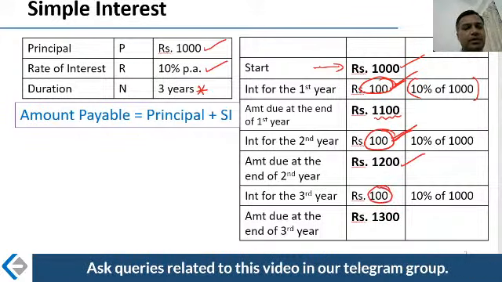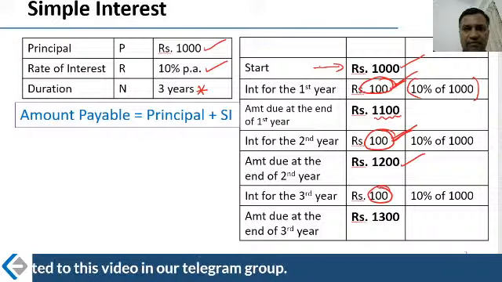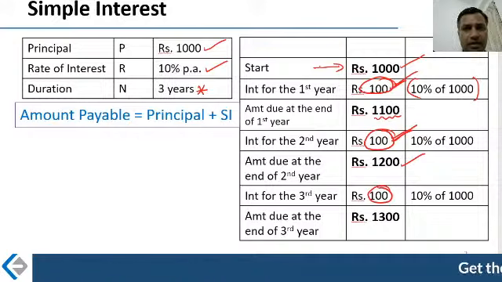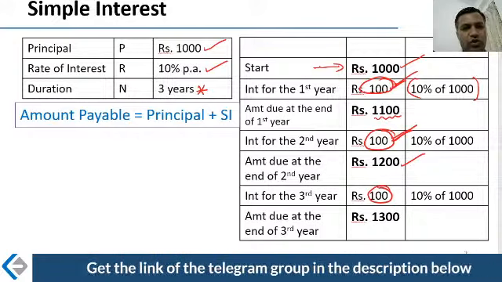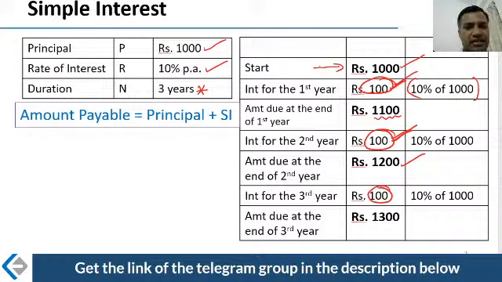My point is pretty simple. What am I trying to say? Interest earned remains equal every single year under the simple interest scheme. A lot of questions can be solved just by knowing this one fact. Interest remains constant every single year. That's one of the important points that we are making.